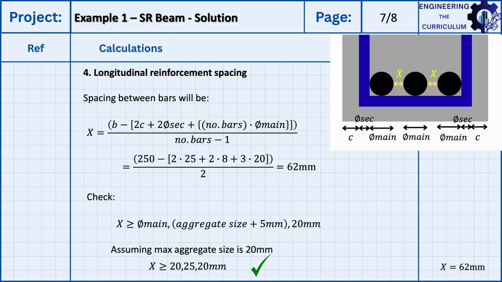We do need to check, though, that this spacing is bigger or equal to the diameter of the principal bar, the aggregate size plus 5 millimeters to allow flow, or 20 millimeters. If we assume that the aggregate size is 20 millimeters, we need to make sure that the spacing is bigger than 20, the diameter of the principal bar, 25, aggregate plus 5, and 20. And it works out that 62 is bigger than those, and so the spacing remains 62 millimeters.